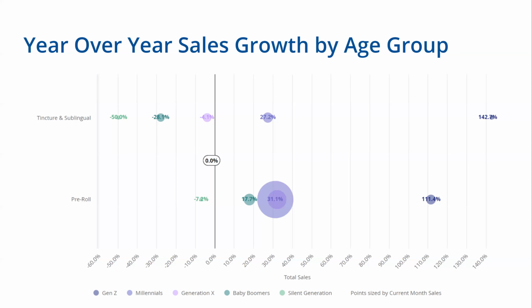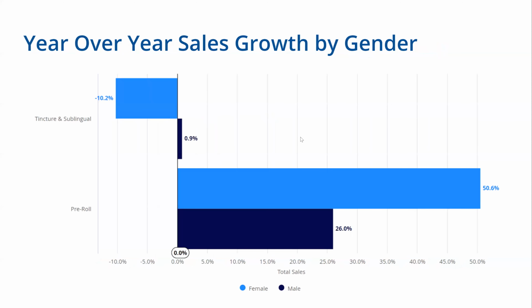And before I wrap up, let's look at sales growth between genders in these categories. So here we're looking at the year-over-year sales growth for male and female customers in tinctures and pre-rolls. On the first slide, we saw that females over-index in tinctures, but perhaps less so than in the past. At the top of the chart, we can see that female tincture sales growth is negative 11% from last year, whereas sales to male customers have more or less held steady at 0.6% growth.